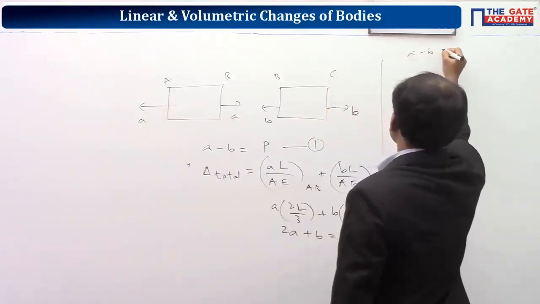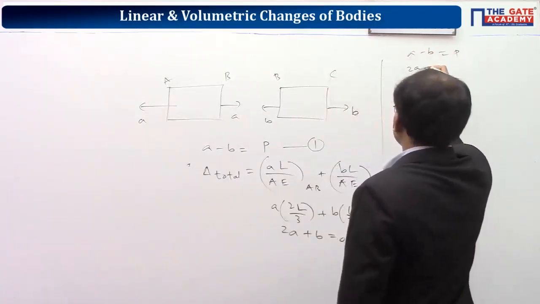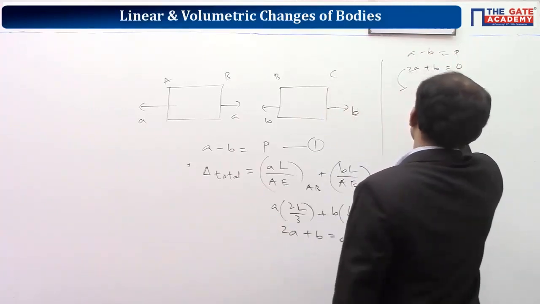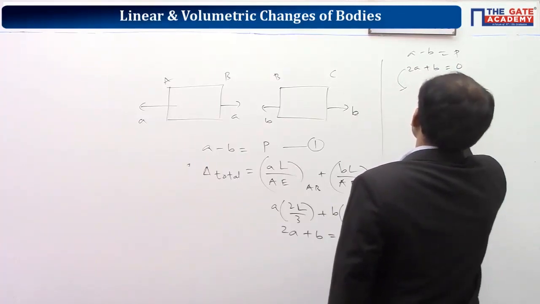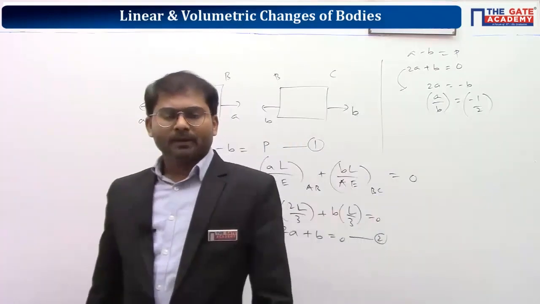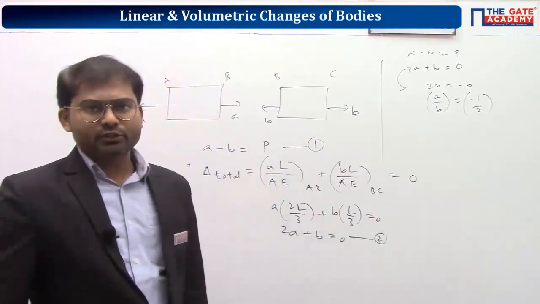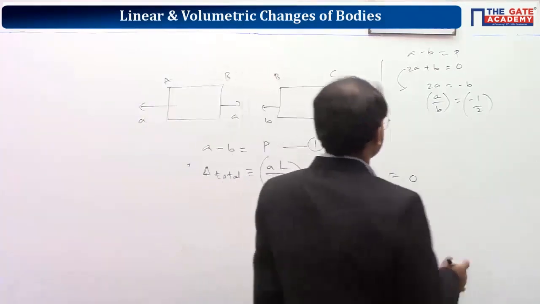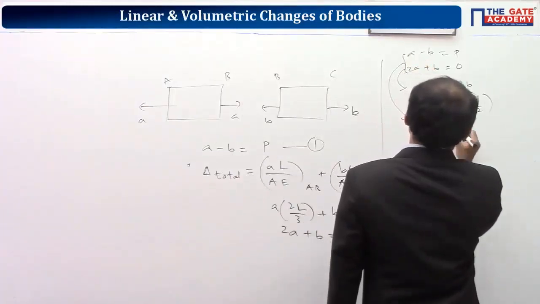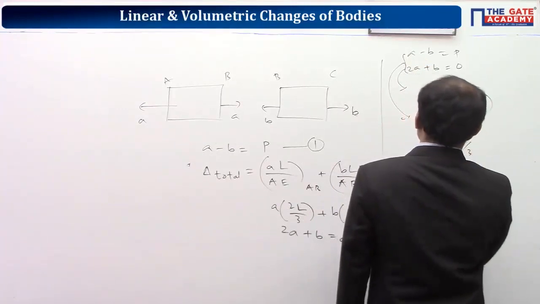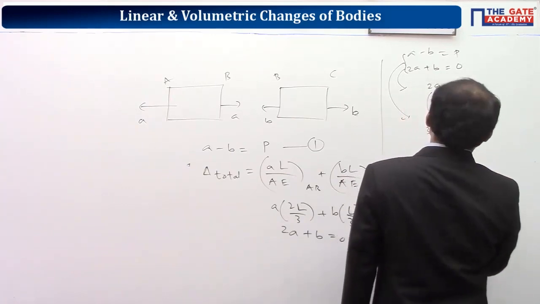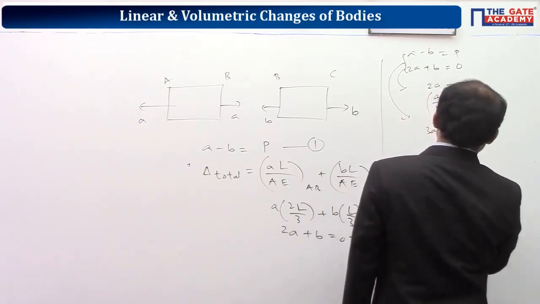If you solve both of them, A minus B is equal to P and 2A plus B is equal to 0. From the second equation only we can give the answer, because 2A is equal to minus B, so A by B is minus 1 by 2. The answer is 1 is to 2. Understand, the answer is 1 is to 2. But if you want individual values, you can get them by solving both. By solving both, 3A is equal to P, small a is equal to P by 3, and small b is equal to A minus P, so P by 3 minus P, so minus 2P by 3.